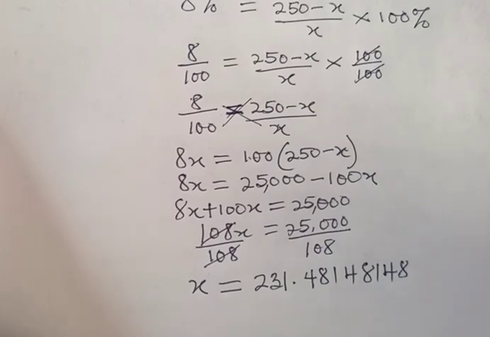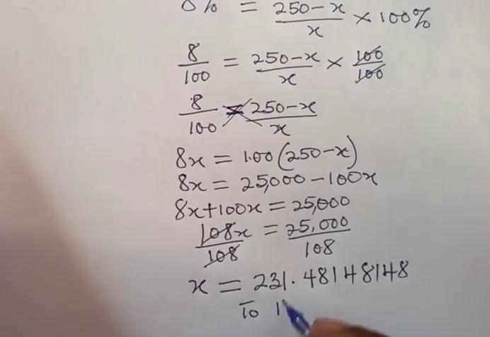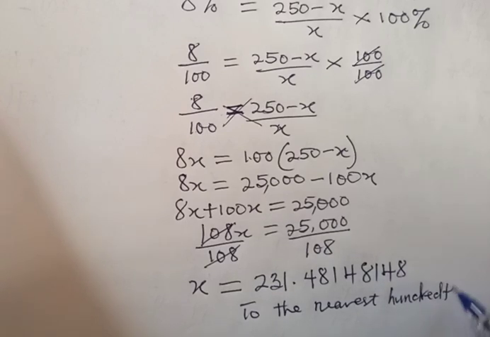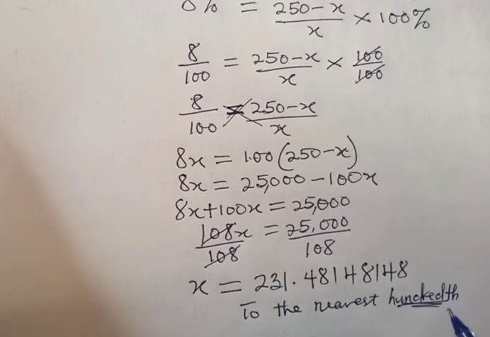But the question says we should round our answer to the nearest hundredth. So our concentration is this hundredths. When we say to the nearest hundredth, it is the same as you are asked to round to 2 decimal places. Have you gotten that?